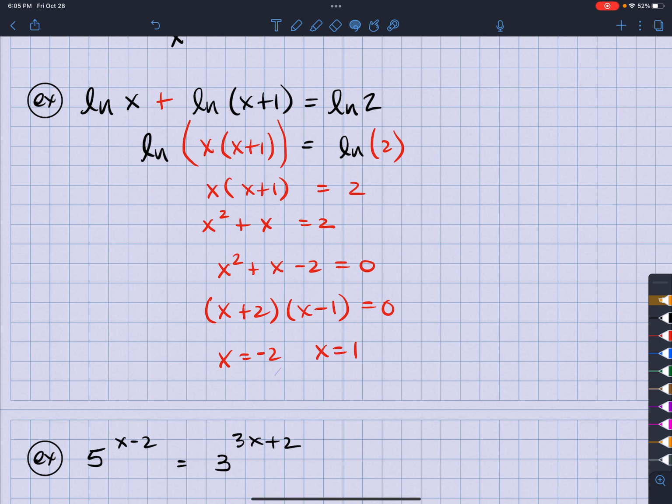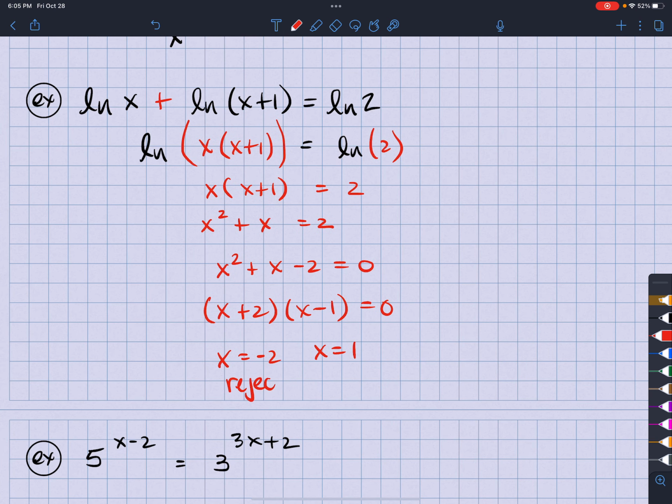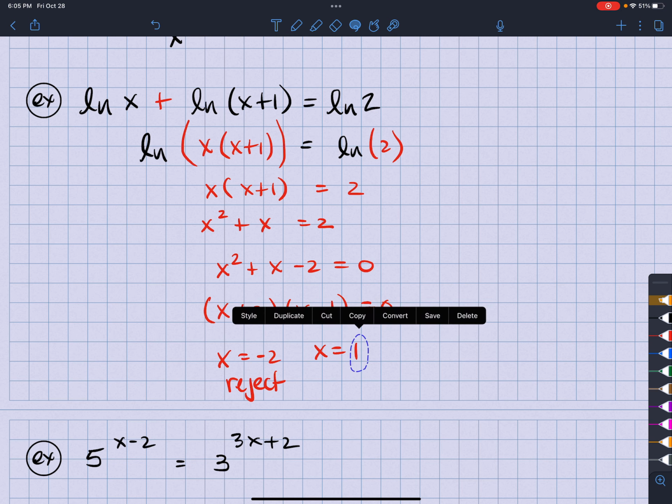Let's see here. If I put the negative 2 up here, this is forcing me to take a natural log of a negative number. Yikes. No can do. What if I put a 1 up here? Okay. That works. Awesome. I can keep this as an answer.